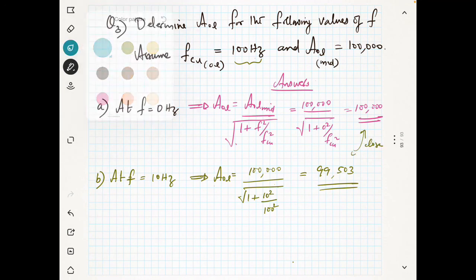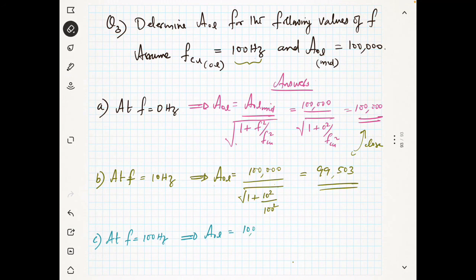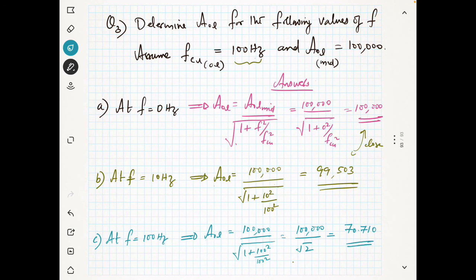Next is C, AOL at f equal to 100 hertz. That means at critical frequency. So AOL is equal to 100,000 divided by square root of 1 plus 100 square by 100 square, which is nothing but 100,000 divided by square root of 2, which you will get as 70,710. Okay.